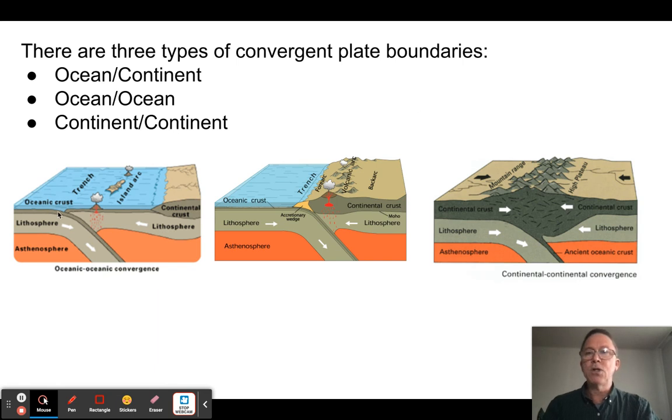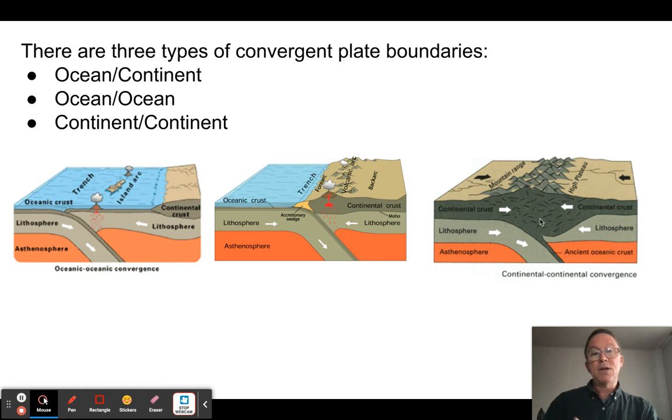I can have ocean, so the trench is just in the middle of the ocean, like Japan or the Aleutian Islands. I can have ocean continent, where I have seafloor, like the Nazca plate going underneath South America, which is a continent, but I still have a trench. And I still have volcanoes and everything else.